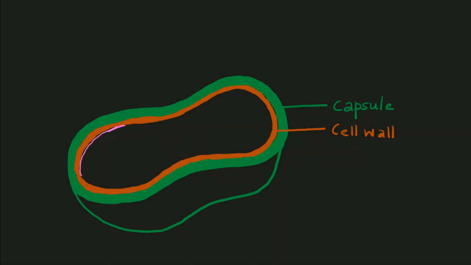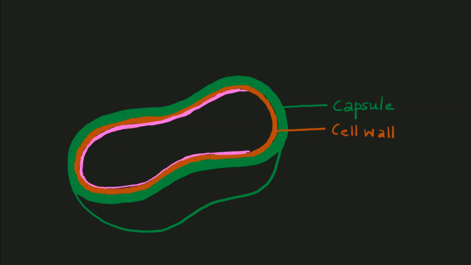Bacterial cell membrane is composed of phospholipid bilayer, so it has all the functions of a cell membrane, such as permeability barrier for most molecules and serving as a location for the transfer of molecules inside the cell.